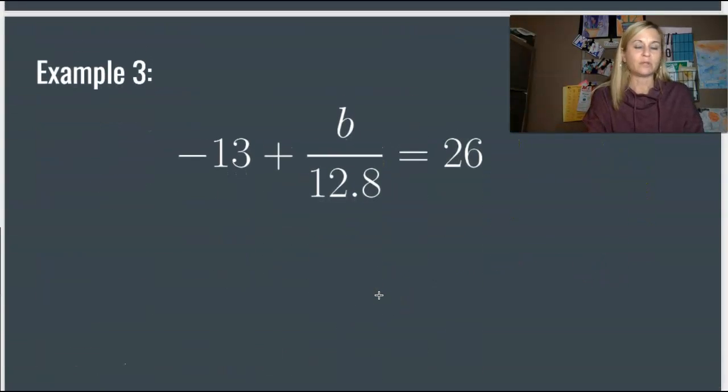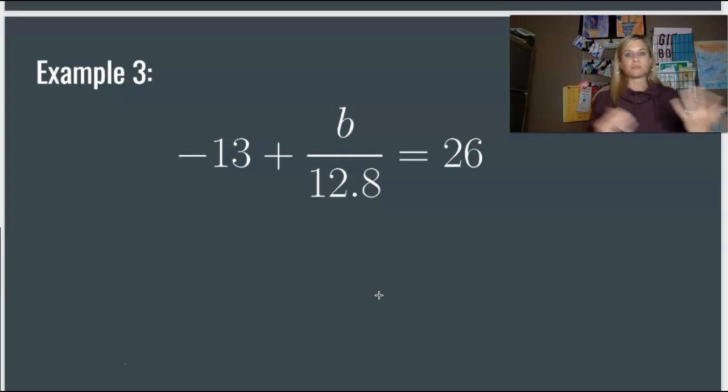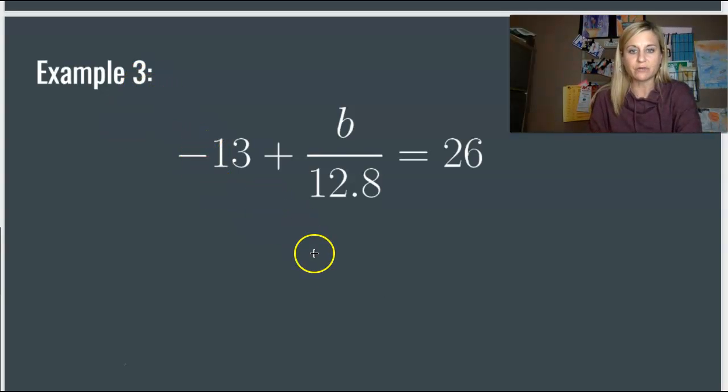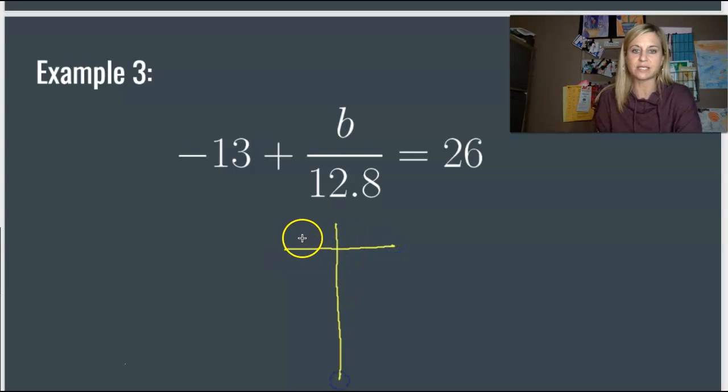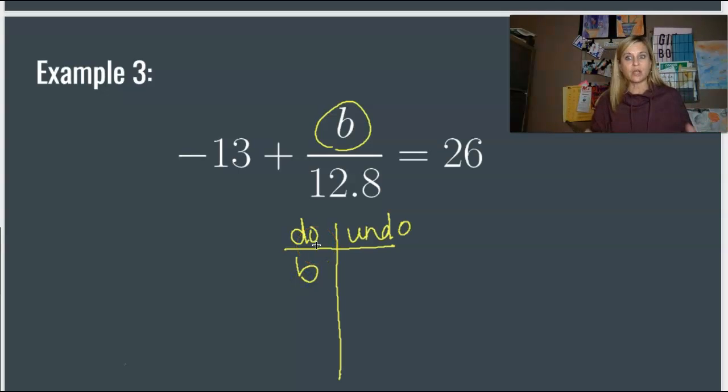Example 3. Don't let this big, decimal-filled example scare you, right? Don't get overwhelmed. Just start your do-undo chart, just like we did. So make your do and undo chart. This time we're using B. So you ask yourself the question, what is happening to B? Oh, well, B has been divided by 12.8.